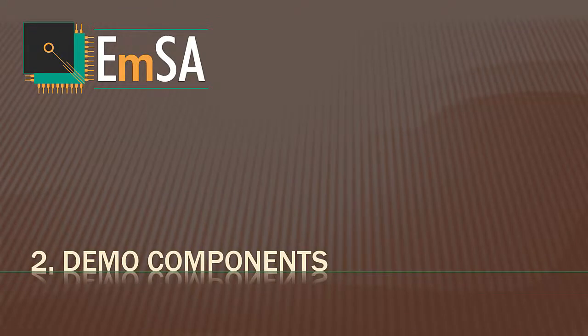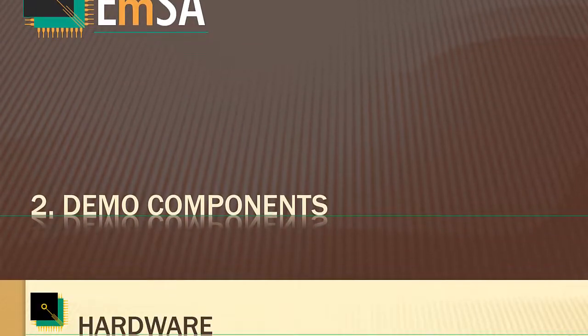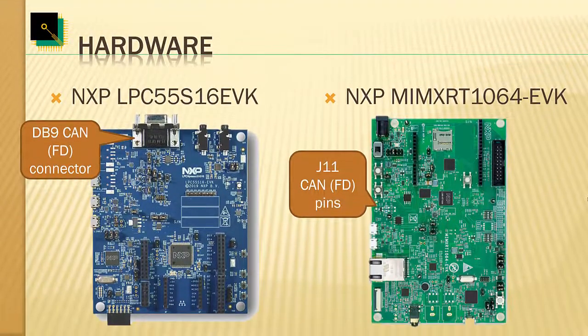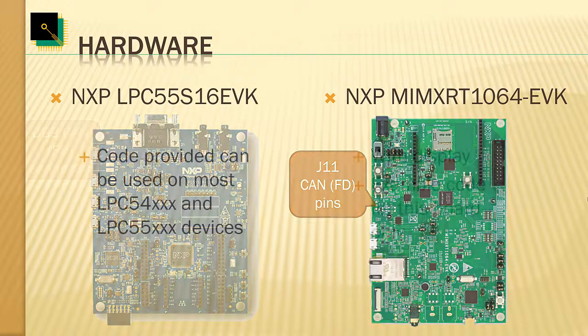Next, we have a closer look at the components of this demonstrator. There are two boards, the LPC55 and the i.MX RT1064, both from NXP. The board on the left, the LPC55, has a regular DB9 CAN connector, and the board on the right has just the 3 pins for ground, CAN low and CAN high. I'll show you more details about the CAN cabling on the next slide.